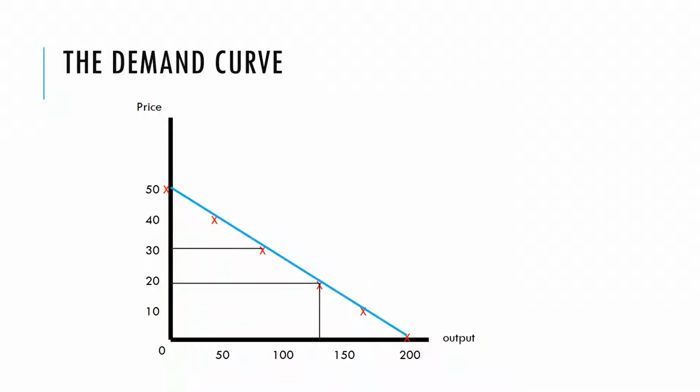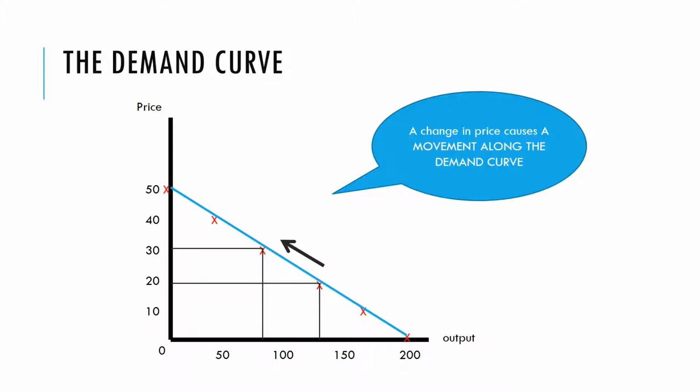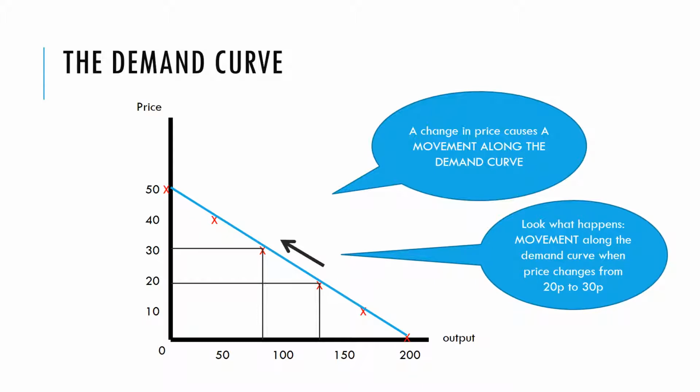So what happens when the price of a chocolate bar is raised from 20p to 30p? Well, we can see that there is a movement along the demand curve. There has been a change in the amount demanded as a result of the change in price. We would move along the curve, and so we'd be able to find out the new level of demand. So at 20p, the level of demand would be here, and if the price increases, we can move along the demand curve and then read down to our x-axis and find out what would be the change in demand. So when price changes from 20p to 30p, there is a movement along the demand curve and a reduction in demand.